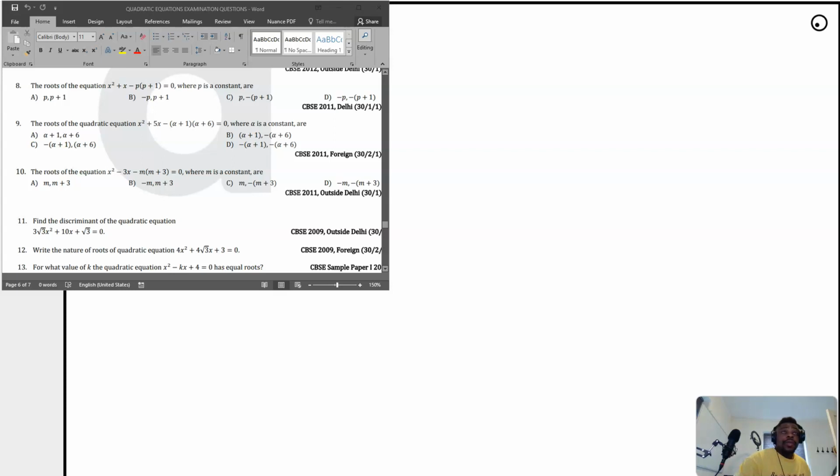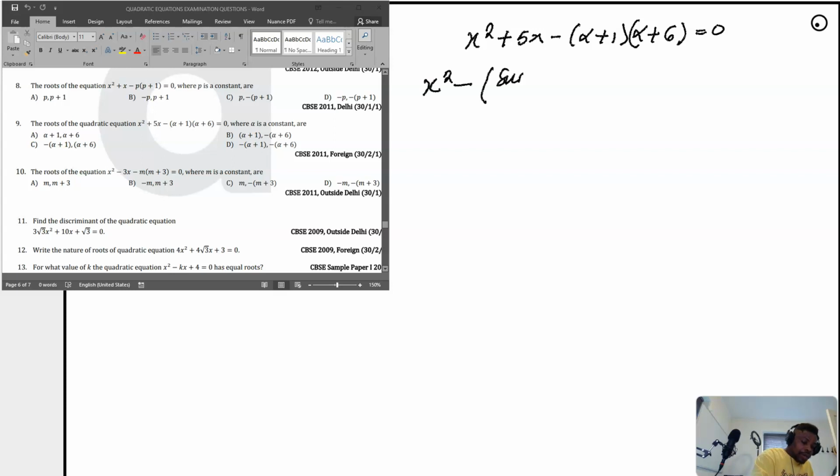Now, next question, we are also looking for the root of this quadratic equation. x squared plus 5x minus alpha plus 1 and alpha plus 6 is equal to 0. It's just like the previous question, okay? So we are going to use the options to see which one is going to give us sum and which one is going to give us product, okay? So I'm just putting the formula here as we already know.